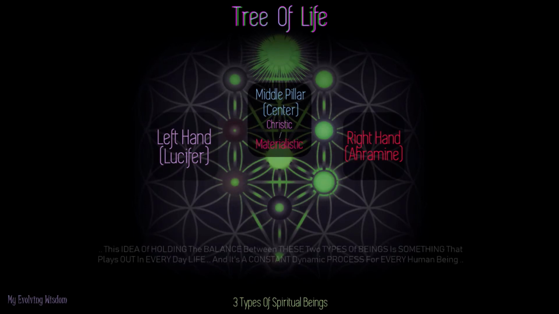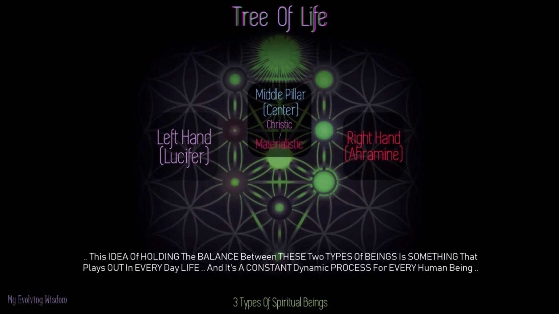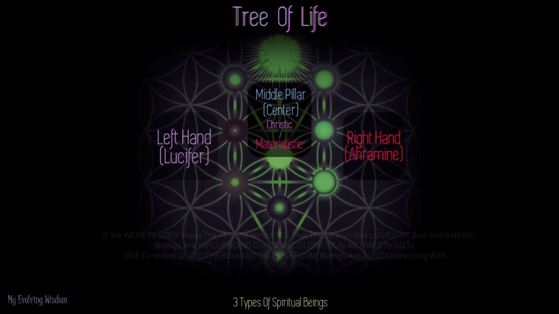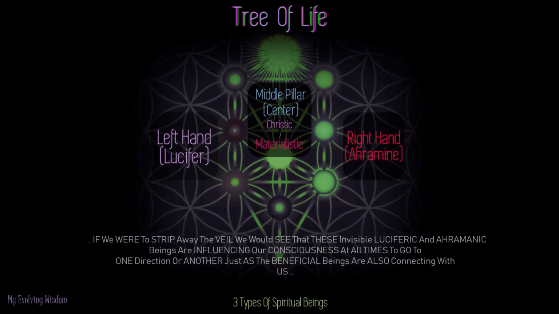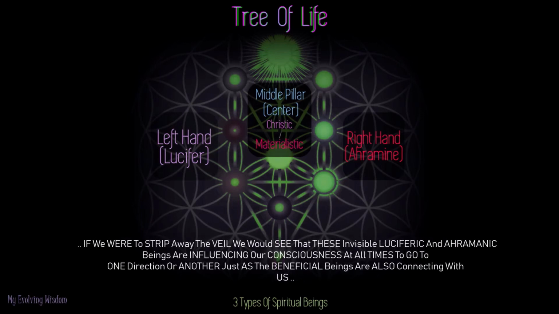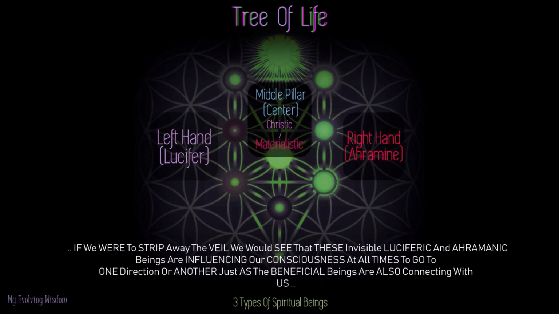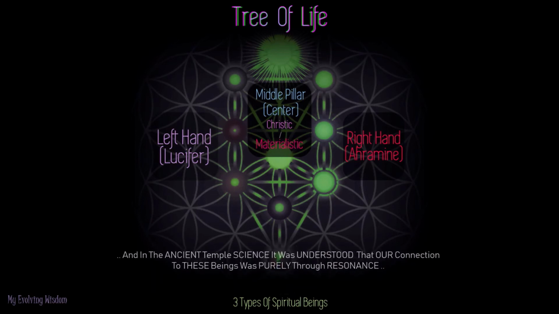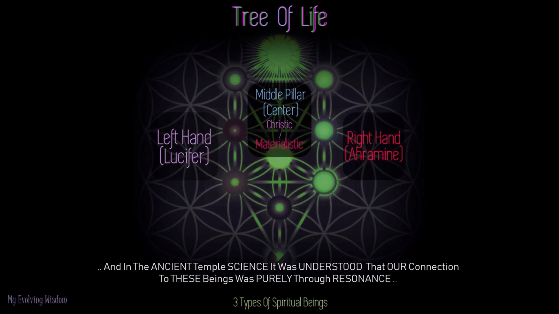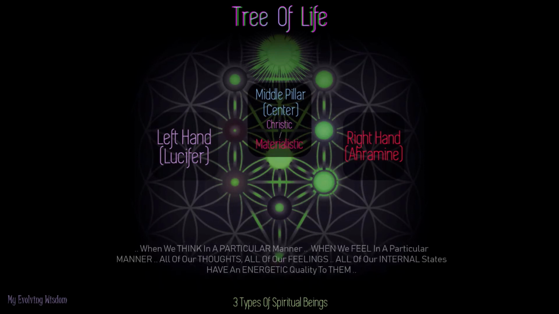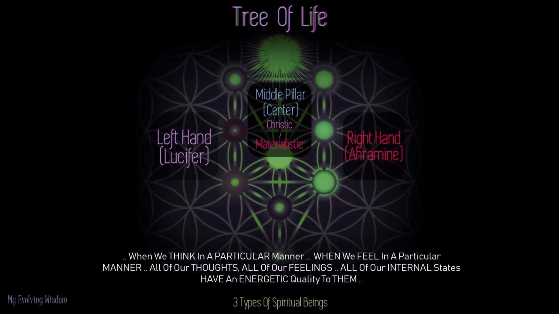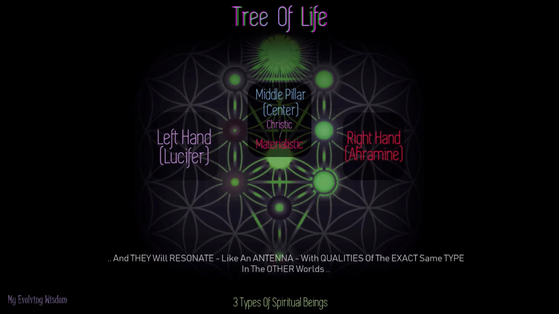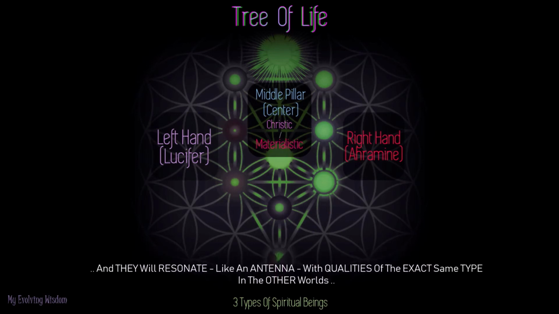Now, this idea of holding the balance between these two types of beings is something that plays out in everyday life. And it's a constant dynamic process for every human being. If we were to strip away the veil, we would see that these invisible Luciferic and Ahrimanic beings are influencing our consciousness at all times to go to one direction or the other, just as the beneficial beings are also connecting with us. And in the ancient temple science, it was understood that our connection to these beings was purely through resonance. When we think in a particular manner, when we feel in a particular manner, all of our thoughts, all of our feelings, all of our internal states have an energetic quality to them, and they will resonate like an antenna with qualities of the exact same type in the other worlds.